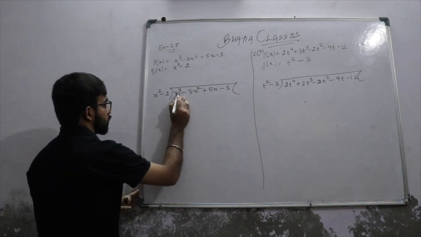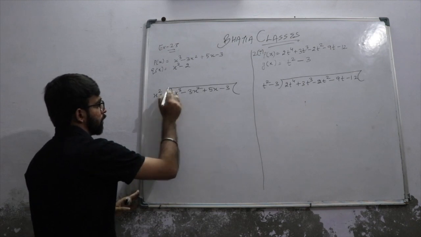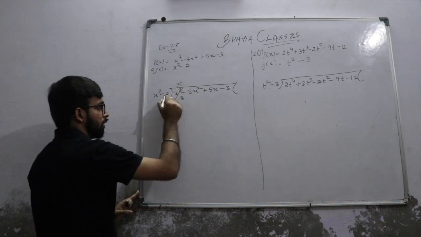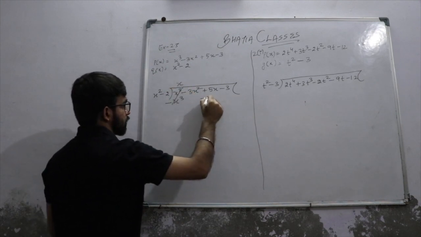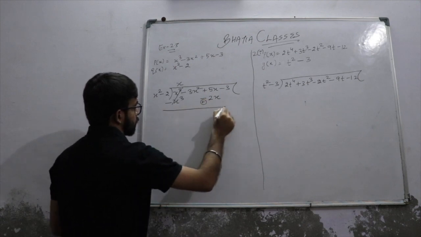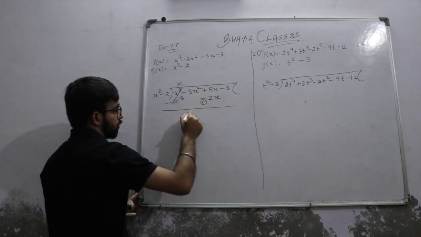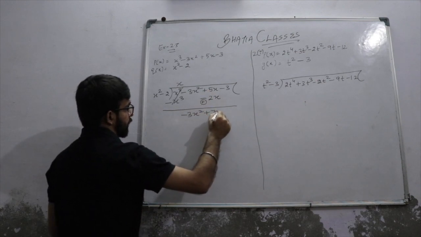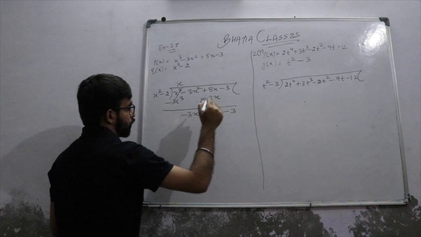Firstly, here is x cube and here is x square. So that will be multiplied by x, taking the negative sign. This will be cancelled out. 2 multiply x, that is minus 2x. Change the sign, plus. Take it down, minus 3x square. 5 plus 2, 7x. And this is minus 3.